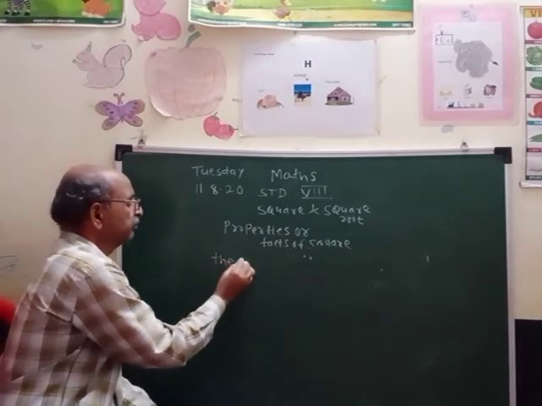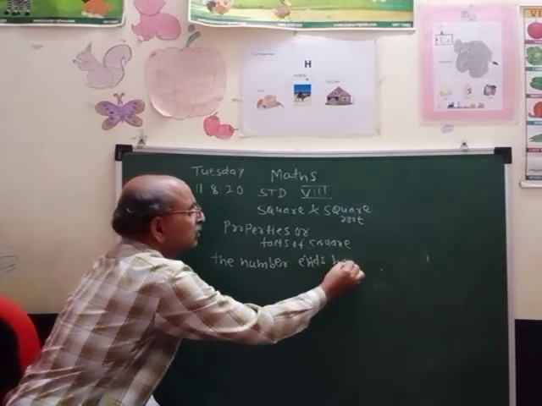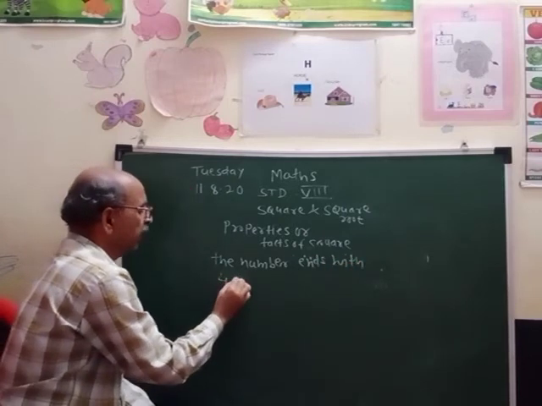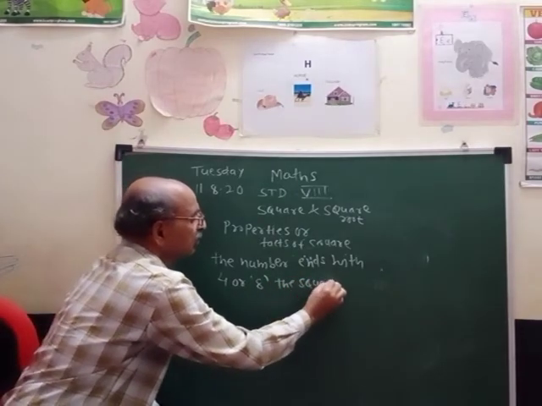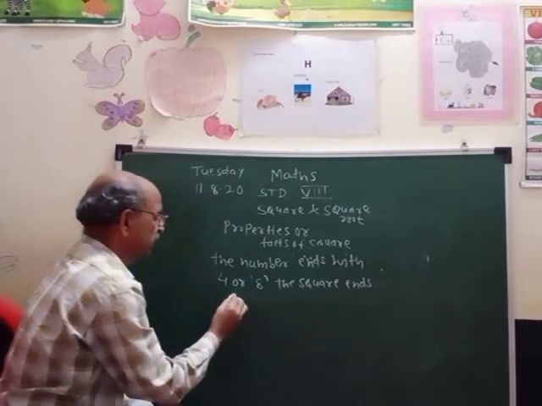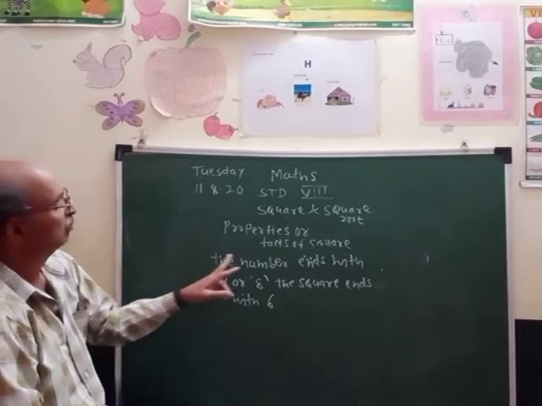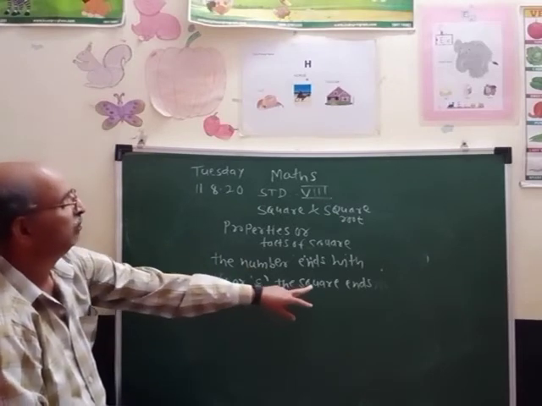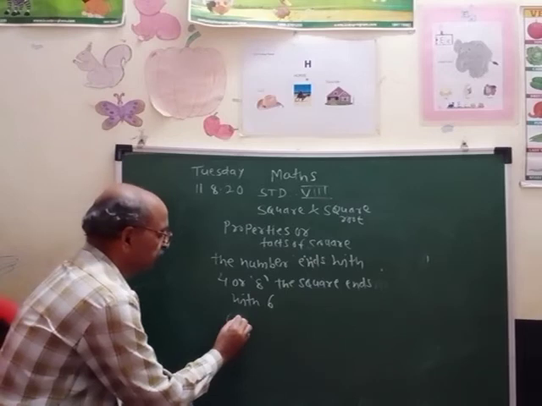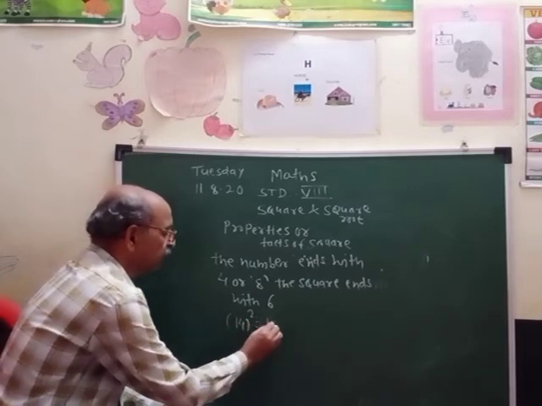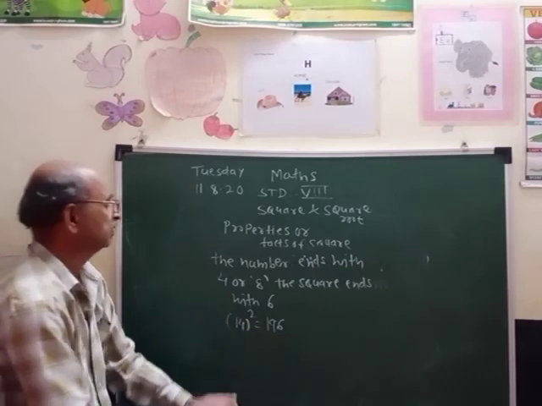The number ends with 4 or 6. The square ends with 6. If the unit place of the number is either 4 or 6, when we make the square, the number ends with 6. Now we see 14 square. So 14 square is 196. So see, if the unit place is 4, then the square will end with 6. Now 6.